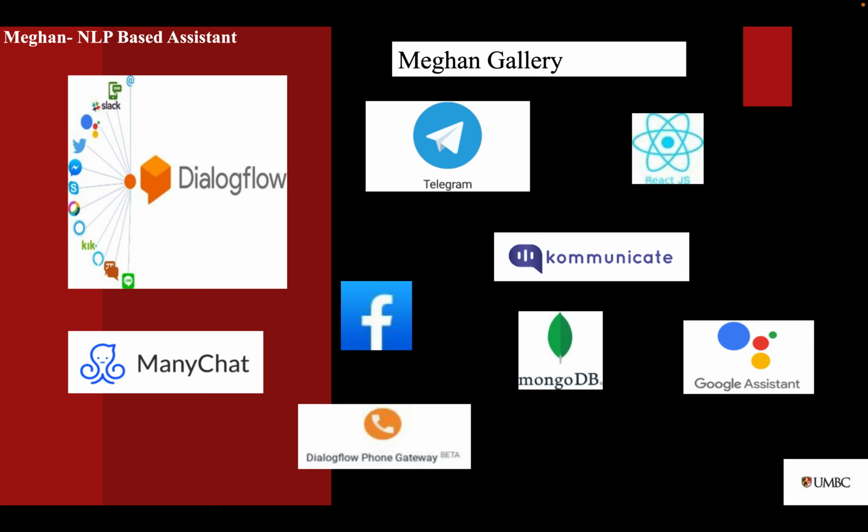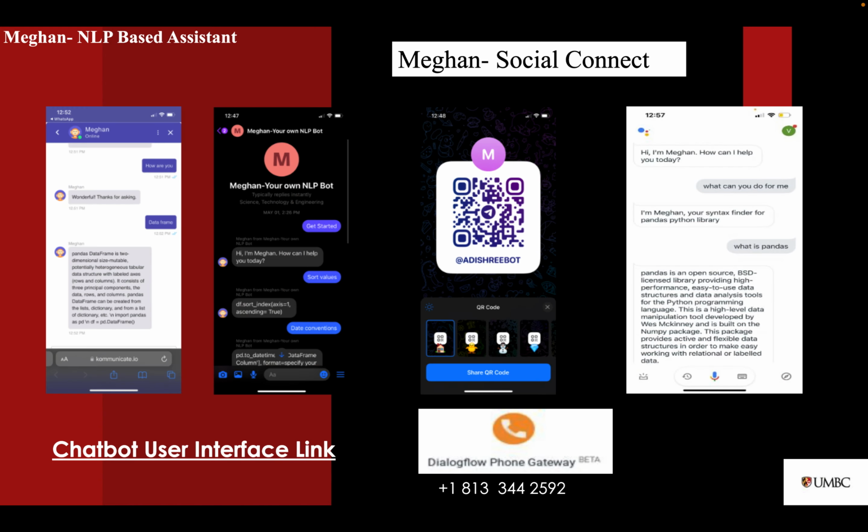So we have used Dialogflow's inbuilt feature to integrate with the Dialogflow phone gateway and Google Assistant, and Communicate to integrate it with Facebook and Telegram. Communicate is a chatbot technology platform that provides real-time, proactive, and tailored support to growing businesses. Let me go to the next slide. So here is the screenshot of Meghan working with Communicate, Messenger, Telegram, and Google Assistant.